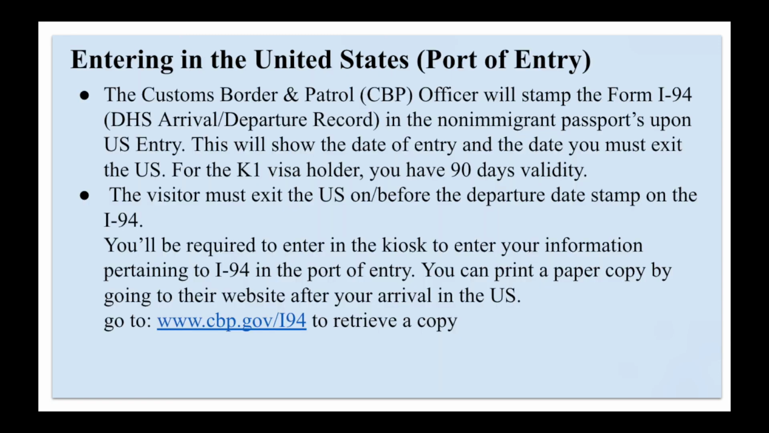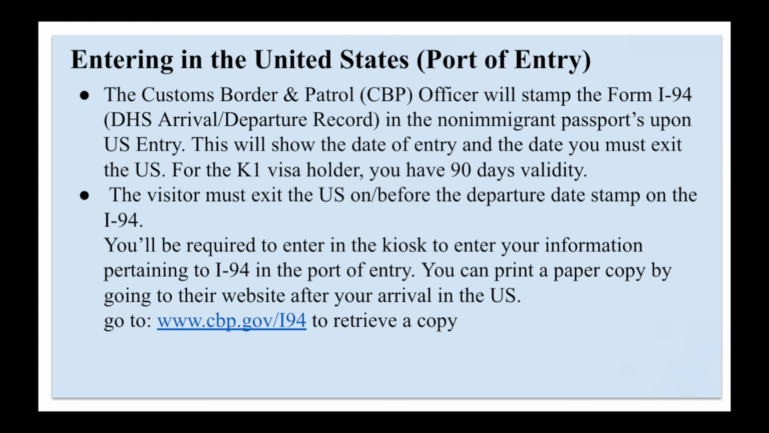Entering the United States, port of entry. The Customs and Border Protection or the CBP officer will stamp the Form I-94, known as the DHS Arrival Departure Record, in the non-immigrant's passport upon U.S. entry. This will show the date of entry and the date you must exit the U.S. For the K-1 visa holder, you have 90 days validity. The visitor must exit the U.S. on or before the departure date stamped on the I-94.